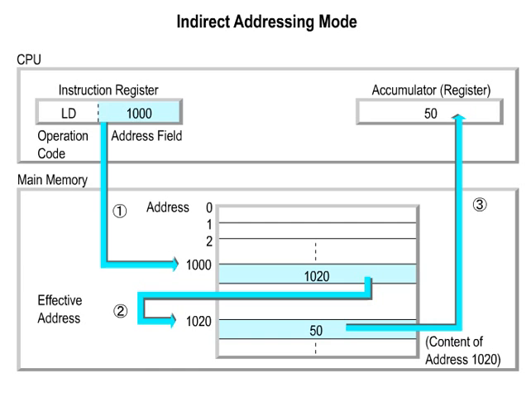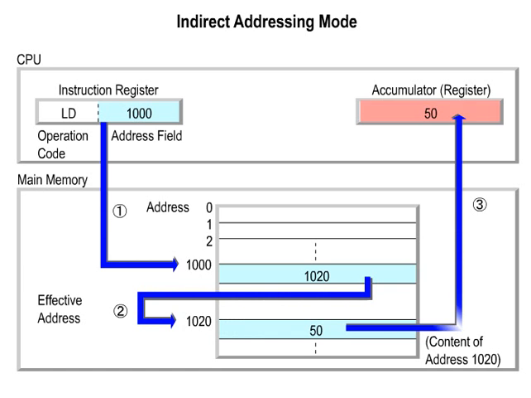Also, because you can use arbitrary addresses in main memory, there is no limit on the number of registers. This makes it very flexible. However, main memory is accessed many times, so the processing speed is rather slower compared to other modes.